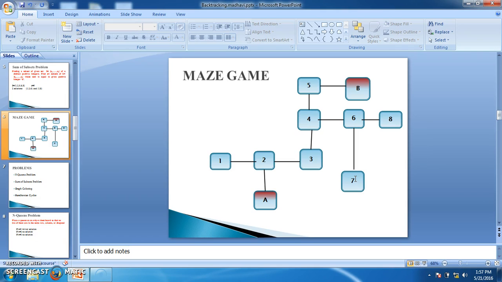So what we need to do is go back to room 6, and again go back to room 4. At room 4 we have only one other way, from room 4 to room 5. Again there is one way from room 5 to room B. So room B is reached here. The maze is solved. But at different points, that is room 2, room 4 or room 6, if there is no path to reach B, we have to come back to some point and try again how to reach room B. So this is the main key idea, or basic idea, of the backtracking method.